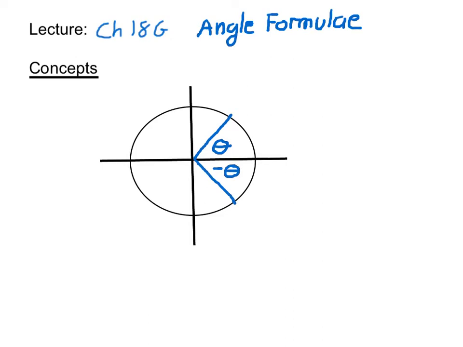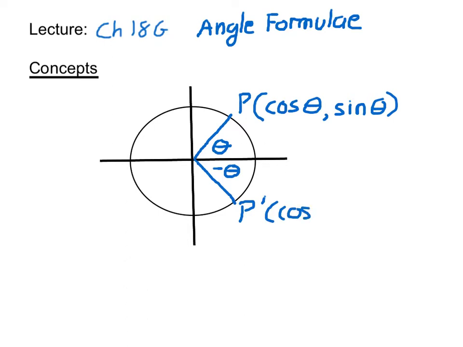Now the magnitude of these two angles is the same. And we'll draw their points. The first one has a point P, and we know that its coordinates are cosine theta and sine theta. And we have another point, point P prime, we'll call it, and it has coordinates of cosine negative theta and sine negative theta.